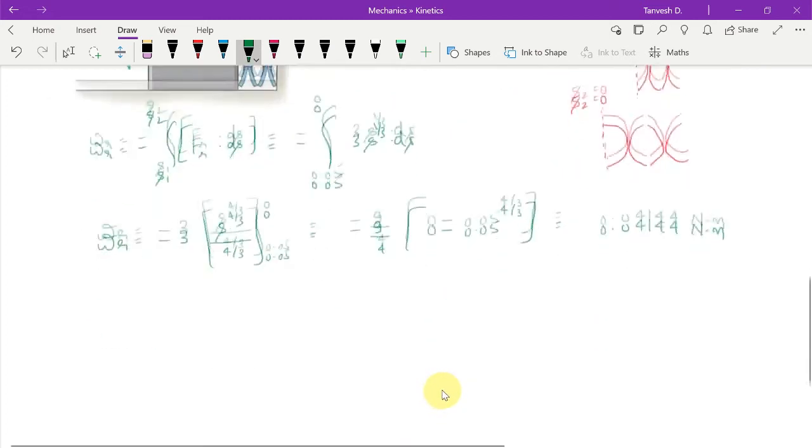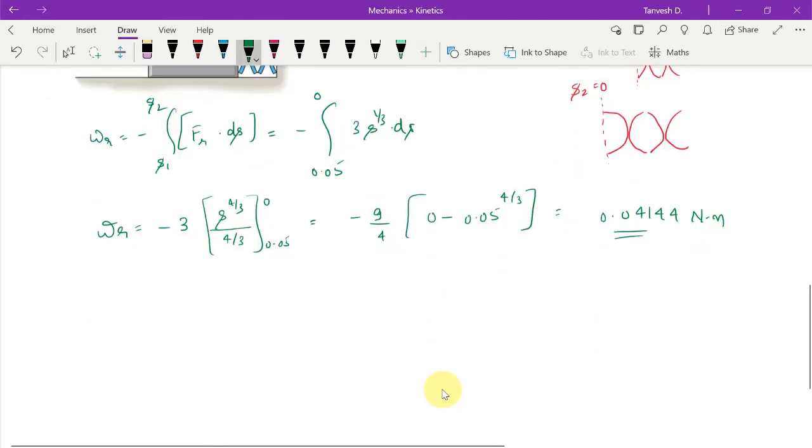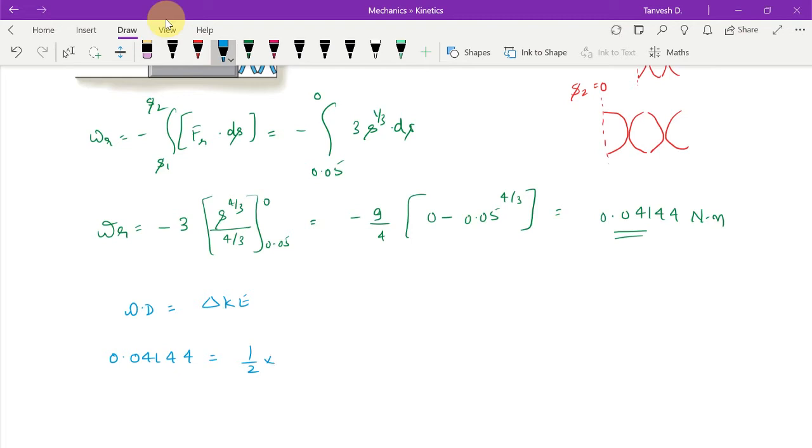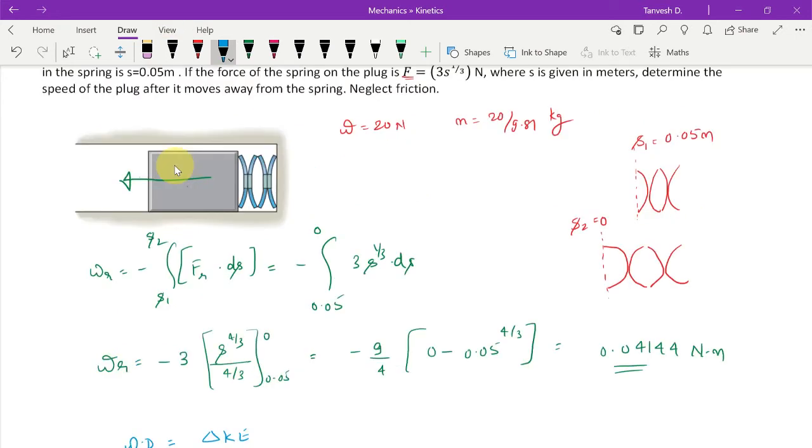So that is the only thing that is active, and we have got that work done as positive because the displacement is also happening along the resistive force of that spring. Therefore, work done is equal to change in kinetic energy, delta KE. So work done, 0.04144, is equal to half into 20 by 9.81 into v square, that is the final velocity.